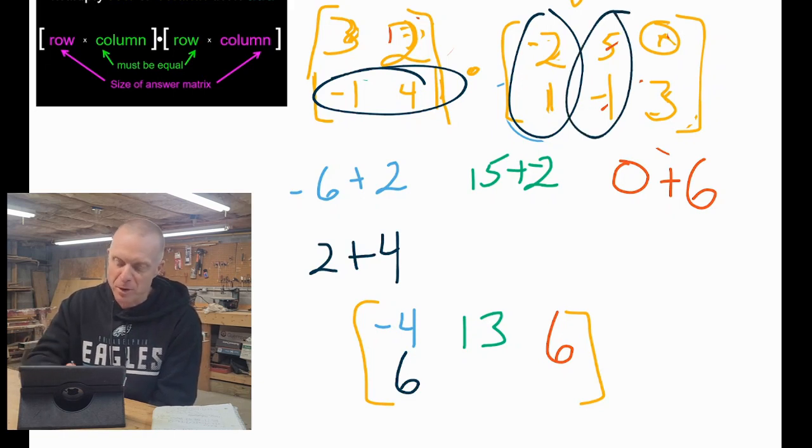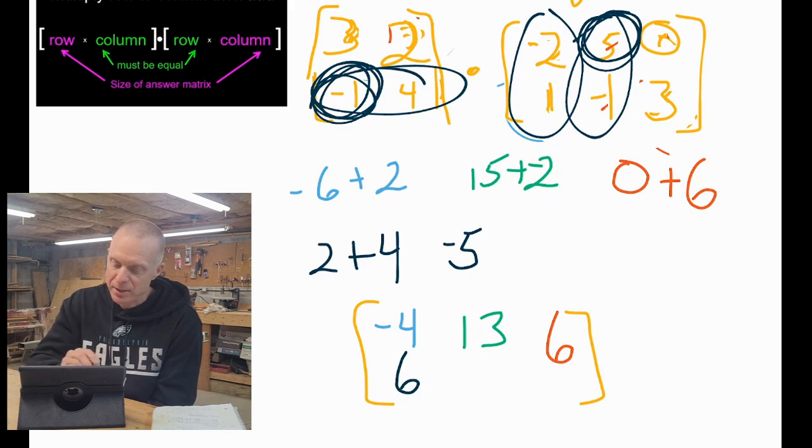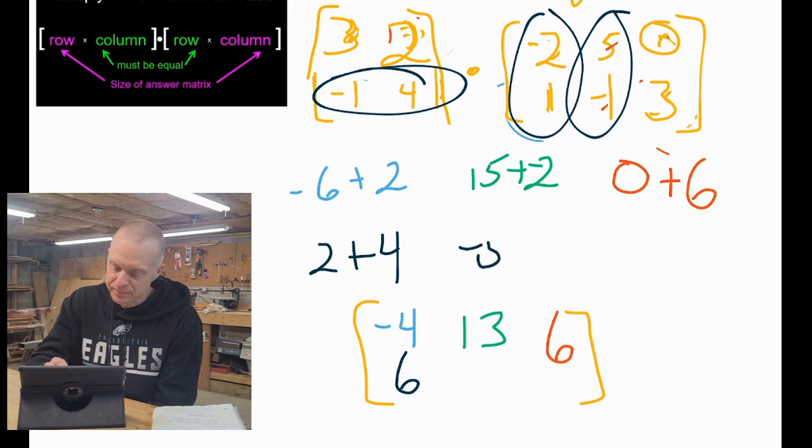Okay, because now we're going to move over to this column. Match -1 with 5. Remember, match means multiply. So we'll get -5. And match, multiply 4 with -1. And when you multiply 4 with -1, we get -4. Add those together, you end up with -9.